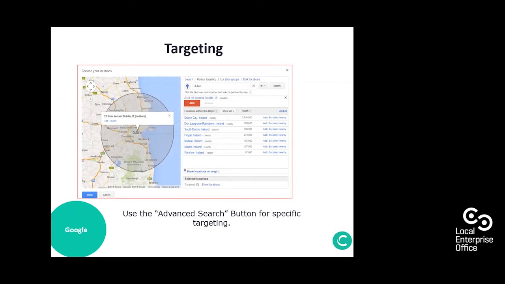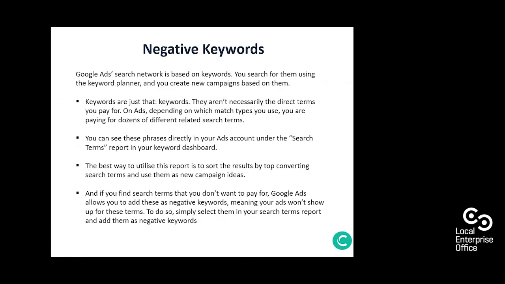So in terms of the targeting here, you can use the advanced search button for specific targeting. You see examples here in terms of geo-targeting. So we're looking here and we're targeting various areas within Leinster, again, depending on whatever is relevant in terms of the particular business.